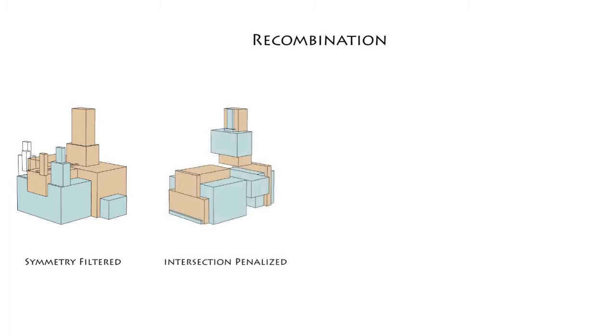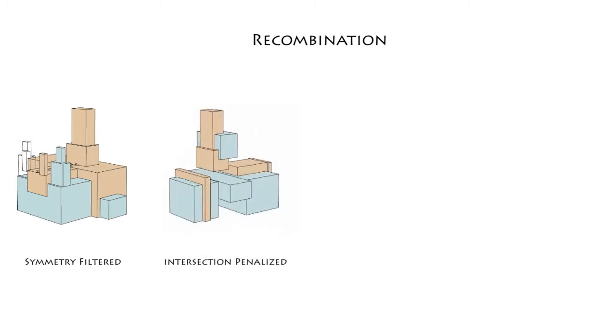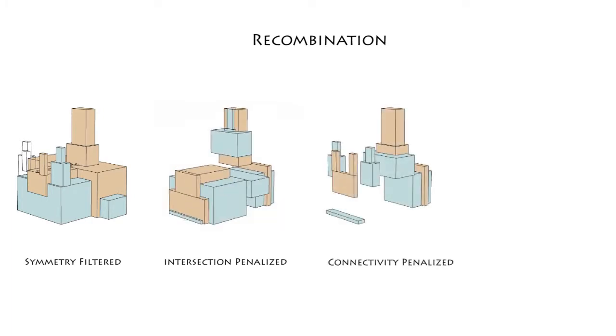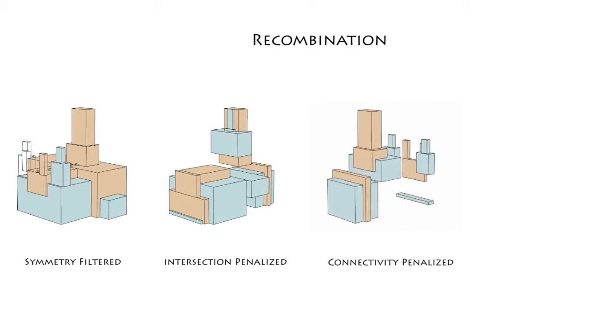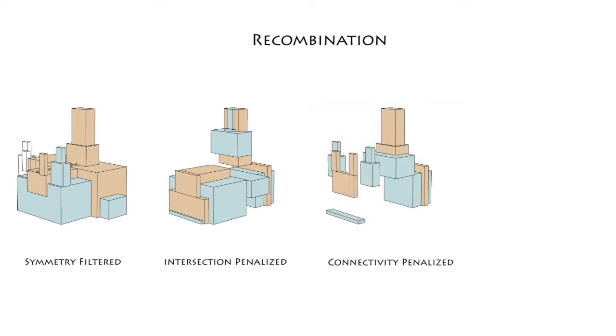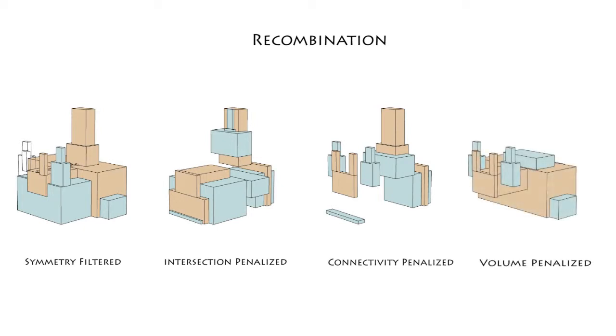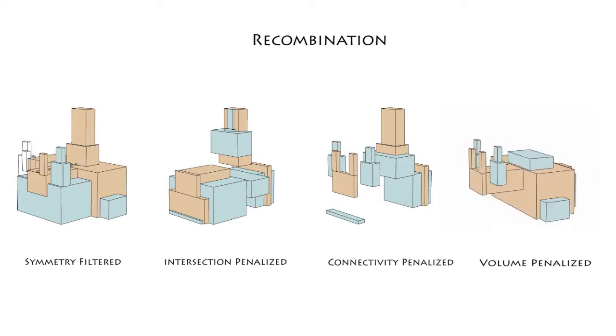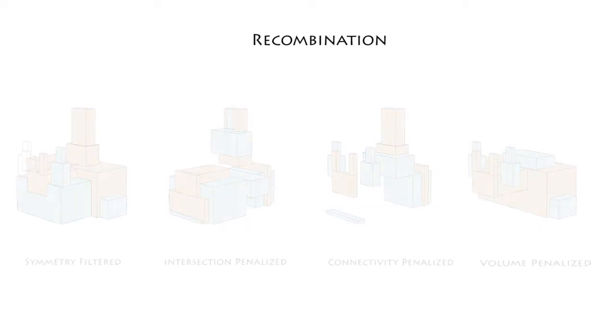Second, we penalize combinations that have a large self-intersection. Third, we penalize combinations that have weak connectivity. The self-intersection and the connectivity criteria combine to favor plausible combinations. Finally, we penalize small volumes because they are likely to be parts missed. By fusing these 4 criteria, we are able to rank the combinations.